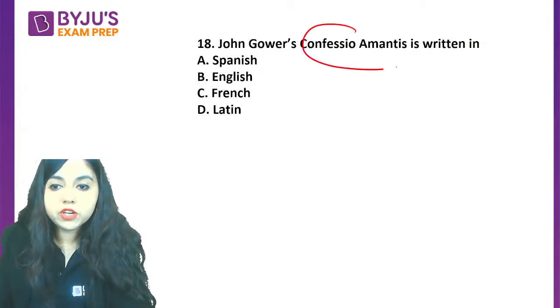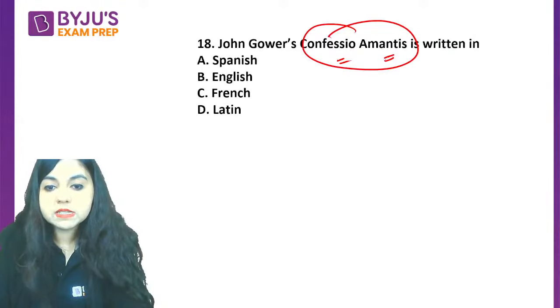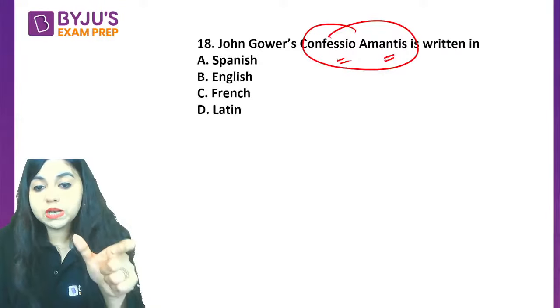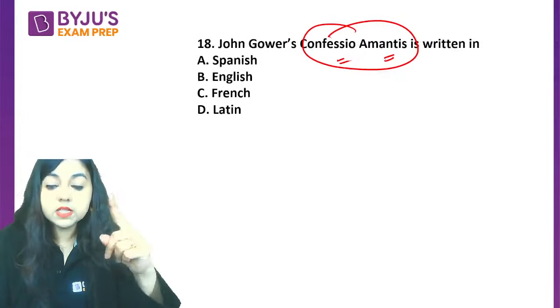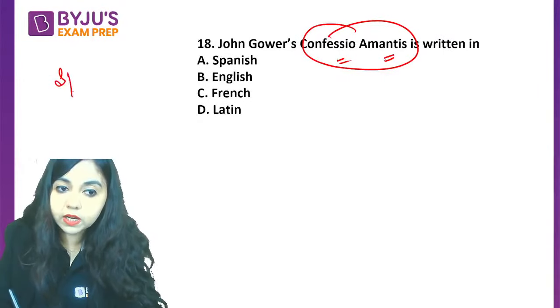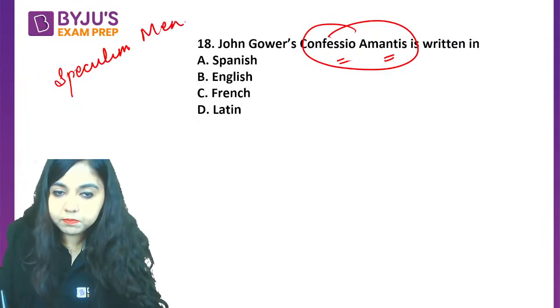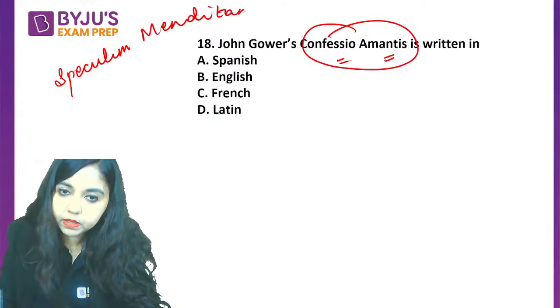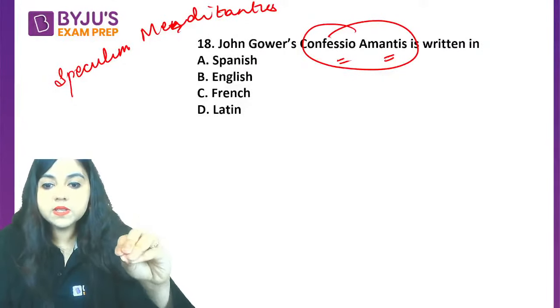John Gower's Confessio Amantis is a work which is written in which language? Middle English poet John Gower was writing in French, Latin and English. His first work is Speculum Mendicantis, which is written in French.